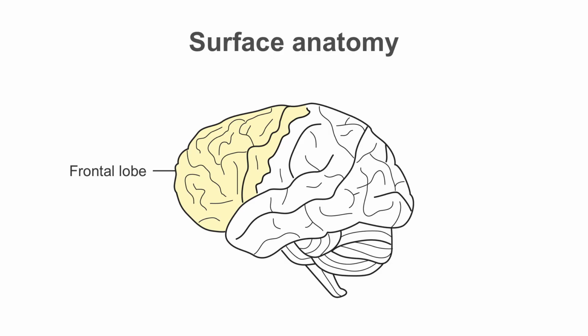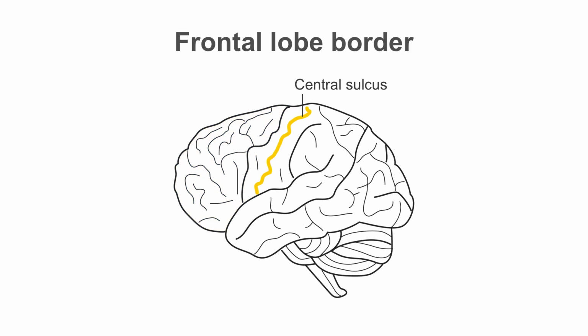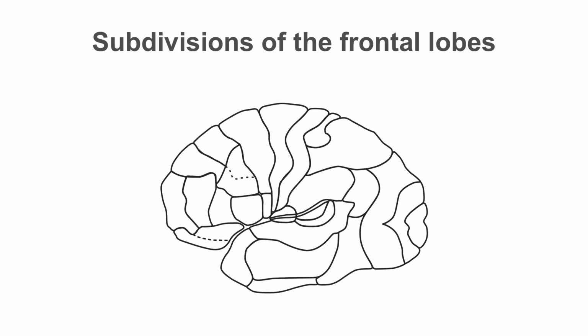The frontal and parietal lobes are separated by the central sulcus. Anterior to this, the primary motor cortex is found. The frontal lobe and temporal lobe are separated by the Sylvian fissure. The primary regions of importance in the frontal lobe are the primary motor cortex, the premotor cortex, the frontal eye fields, Broca's area, and the prefrontal cortex.